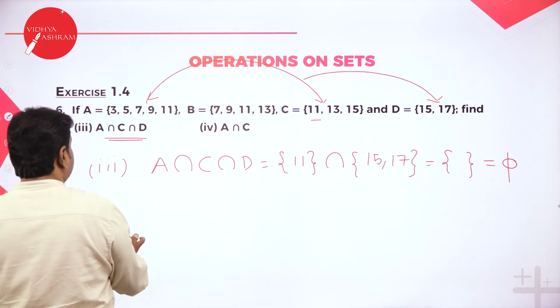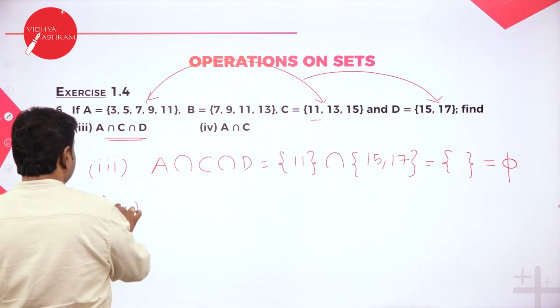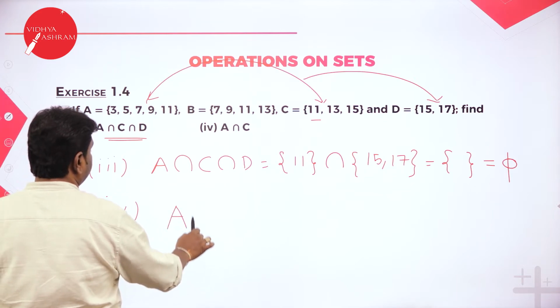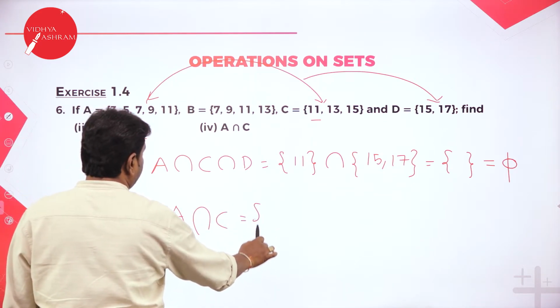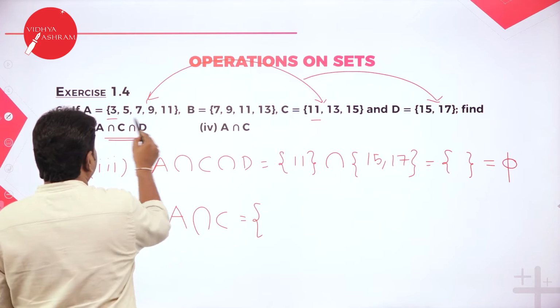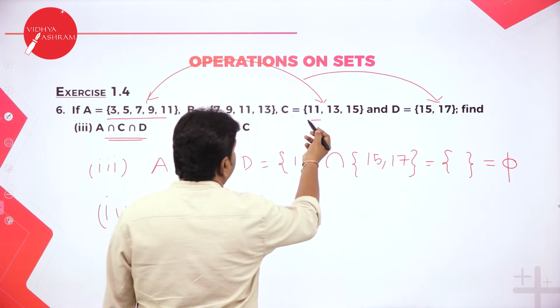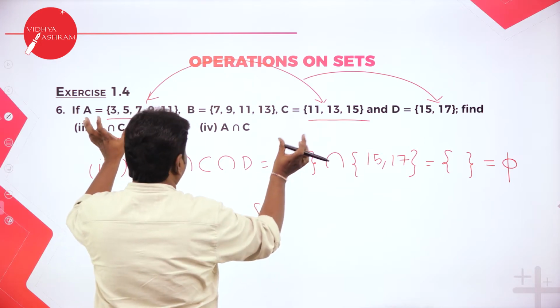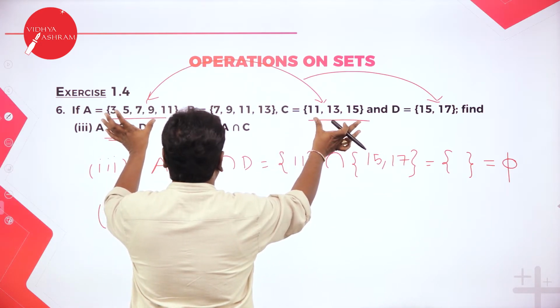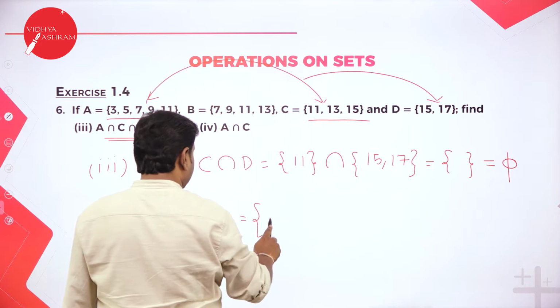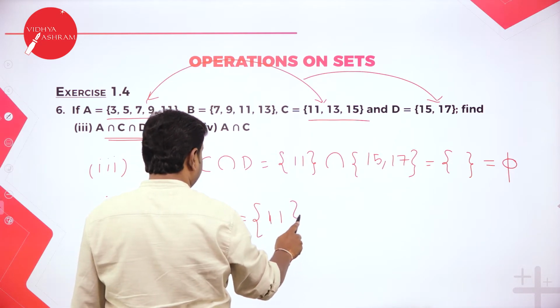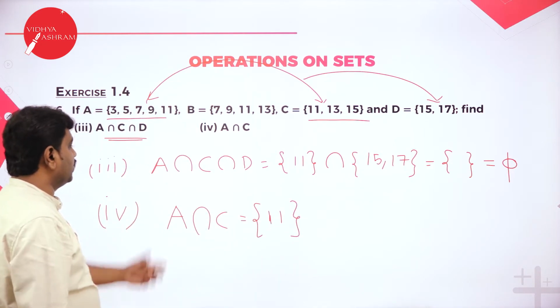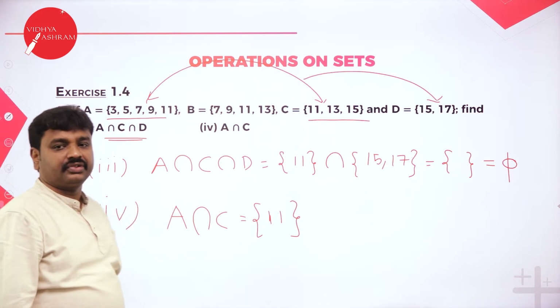Next, the fourth one, they wanted to find A intersection C. Means write the elements common in A and C. What is A? 3, 5, 7, 9, 11. What is C? 11, 13, 15. So in A and C, we have a common element called 11. It's a singleton 11. That's it. Next.